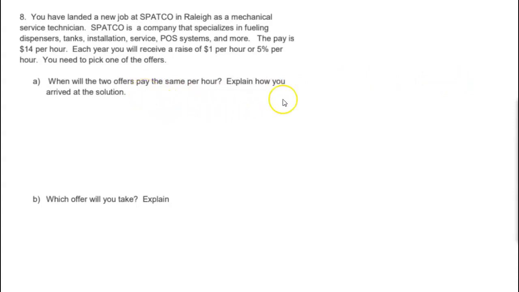All right, so let's think about these two situations. Anytime we're looking for where two things are the same, we can graph them and look for where they intersect. So I just need some models to work with. For the first one, it looks like I start with $14 per hour, and then each year I receive a raise of $1. So that's a constant rate, $1 per hour. X is my hours, Y is what I'm making per hour. So that's my first situation.